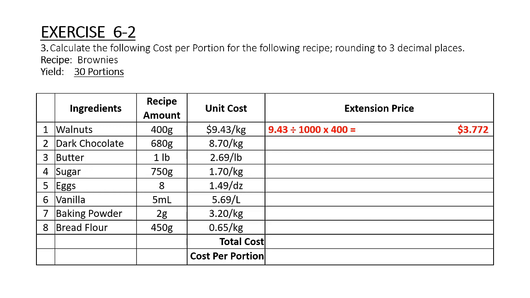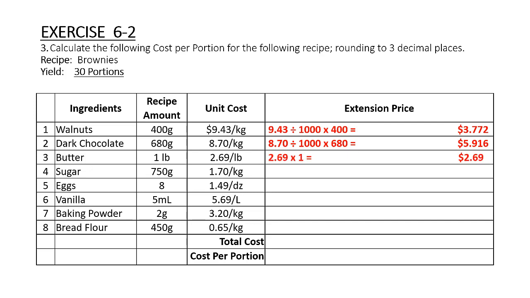$9.43 divided by 1,000 will give us the cost of 1 gram. Let's multiply it by the 400 grams we need. There's our extension price. Dark chocolate, we paid $8.70 per kilogram. Our recipe wants 680 grams. So what we paid divided by 1,000 will give us the cost of 1 gram. Let's multiply it by the 680 grams we need. Our extension price is $5.916.